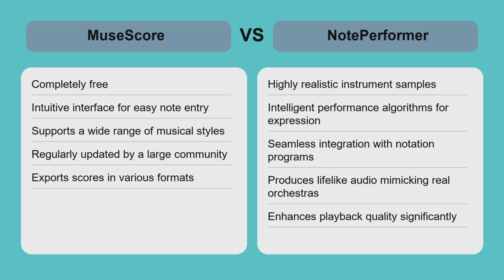For example, a student composing a simple piano piece will find MuseScore sufficient for notation and review. In contrast, an orchestrator working on a complex symphony will benefit greatly from NotePerformer's lifelike playback to assess balance and expression. The trade-off is cost and complexity. MuseScore is free and complete for notation, while NotePerformer requires purchase but significantly upgrades sound quality.